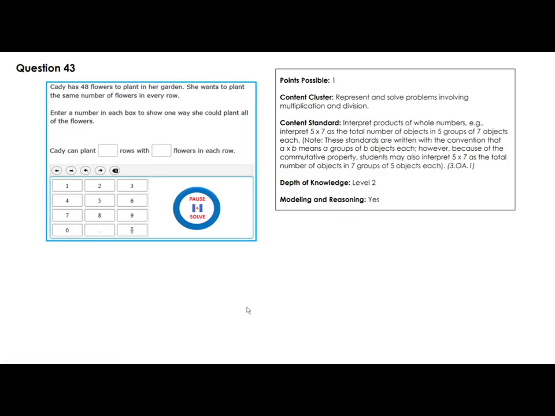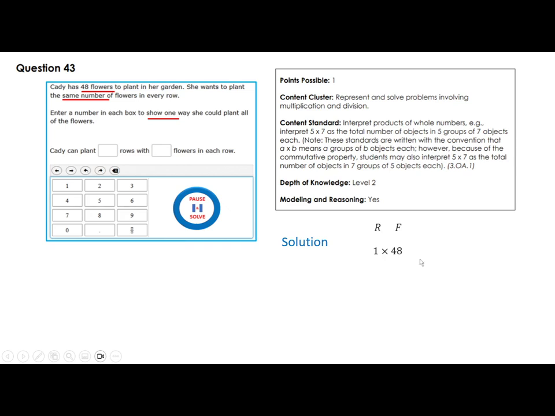Katie has 48 flowers to plant in her garden. She wants to plant the same number of flowers in every row. Enter a number in each box to show one way she could plant all of the flowers. Which means you might have different possible answers, okay? Katie can plant some amount of rows with each row having a number of flowers. So this is rows, this is flowers.